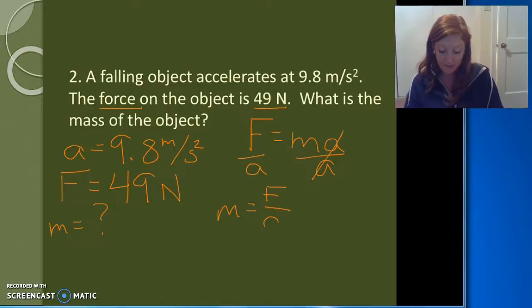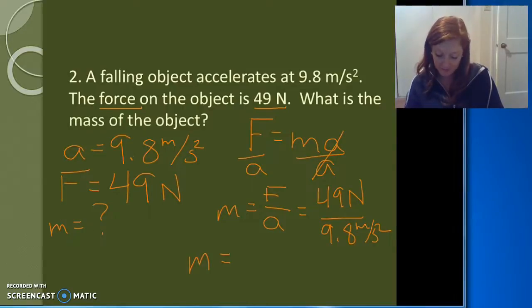So now we can just plug in our givens. Our force was 49 newtons. Our acceleration was 9.8 meters per second squared. So our mass, when we divide our numbers, we should get 5, right? And our units aren't really going to cancel or do anything weird, so we just have to know in this formula, mass is measured in kilograms. So that's all there is to it.